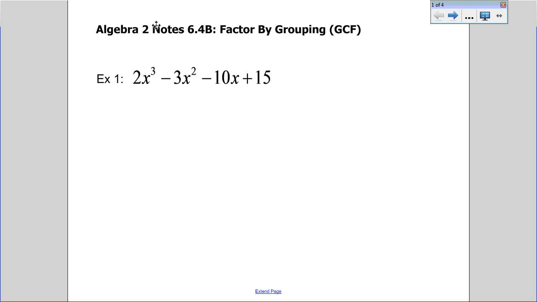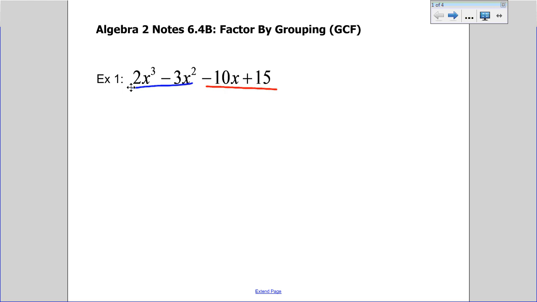What's really nice about this is that your book groups them for you. So we're going to take a look at these first two terms and find their greatest common factor. We're going to take a look at the second two terms and find their greatest common factor. And when we do that, guys, we see some similarities in there. The greatest common factor of 2 and 3 doesn't exist. It's 1. It doesn't divide anything and change.